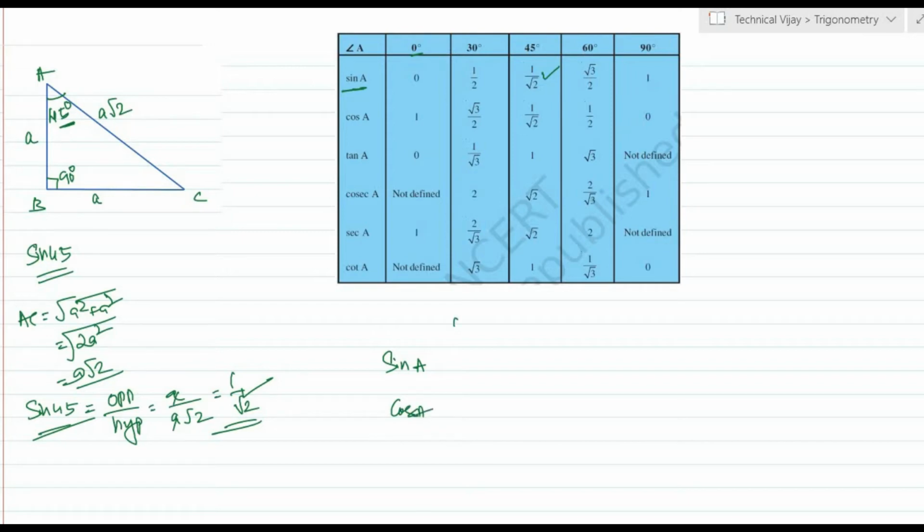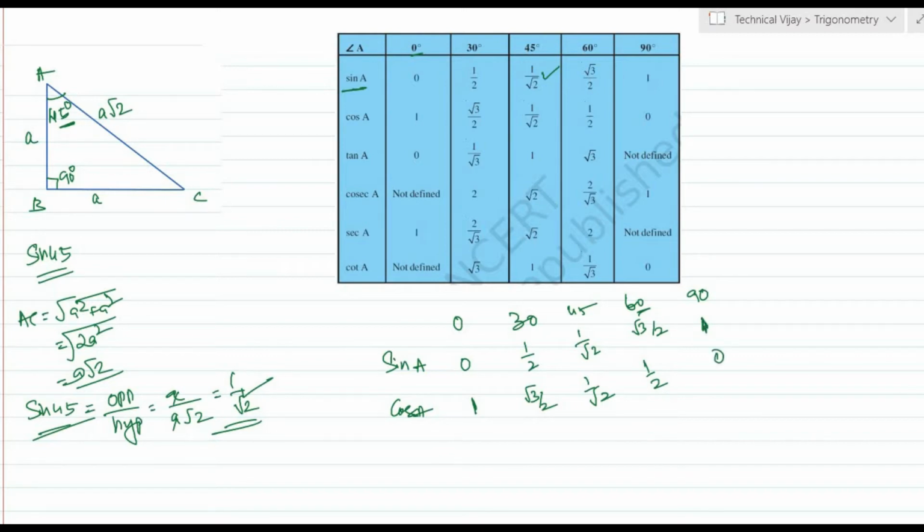So for 0 degree, what is it? Sine will be 0, cos will be 1. For 30 degree, sine will be 1 by 2 and cos of 30 will be root 3 by 2. Sine 45 will be 1 by root 2, and for cos it will be the same. For 60 degree, it will be the opposite of this: sine will be root 3 by 2 and cos will be 1 by 2. For 90, sine will be 1 and cos will be 0.